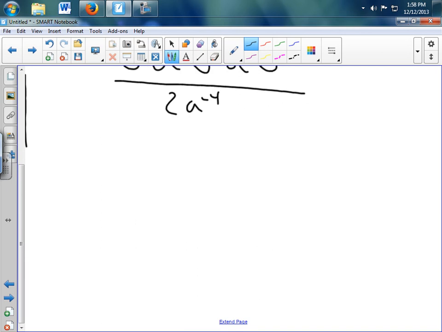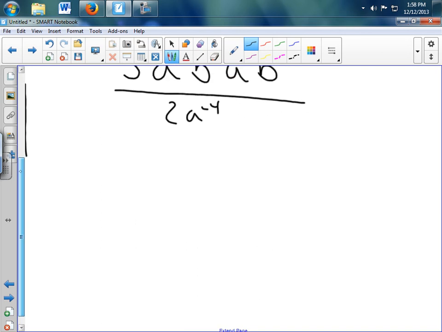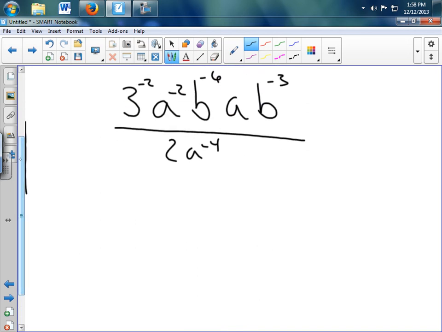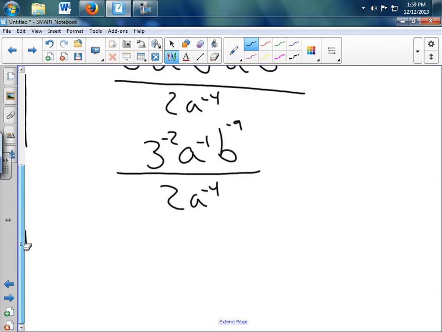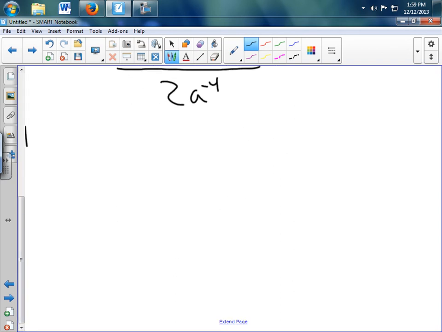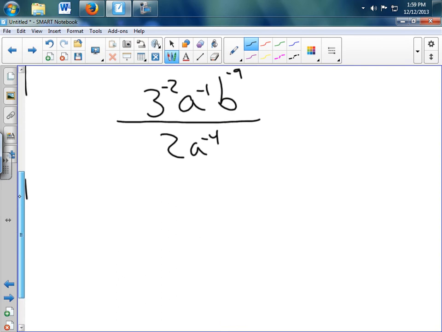Okay? Now again, I'm showing every step. Some of you might have done it a little differently. I'm going to simplify the top. Leaving this here. A to the negative 2 times a to the positive 1 is a to the negative 1. I'm going to take b to the negative 9th. So I just added these exponents. Over 2a to the negative 4th. At this point, I'm going to get rid of all my negative exponents. And then I will simplify.